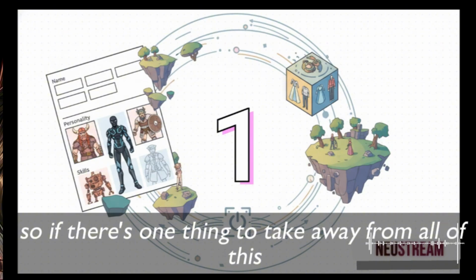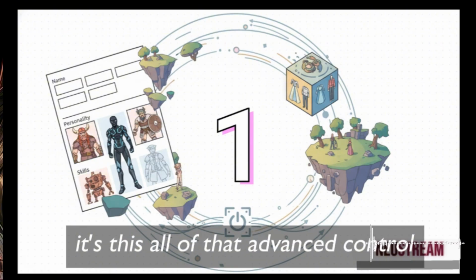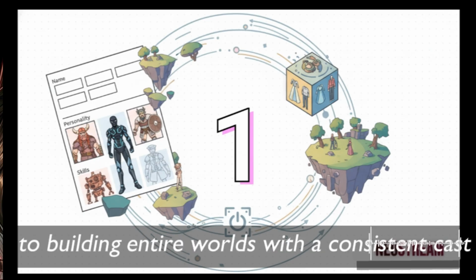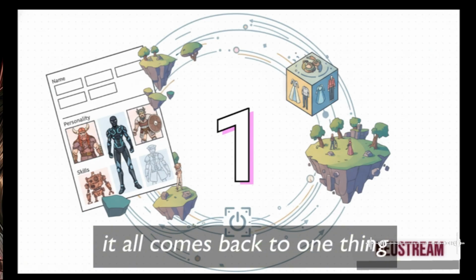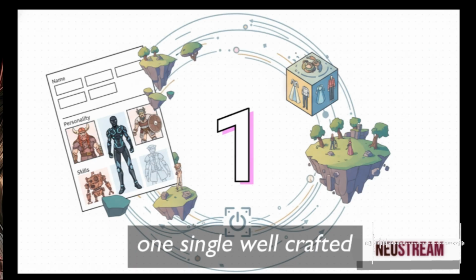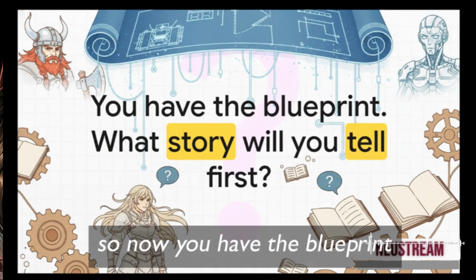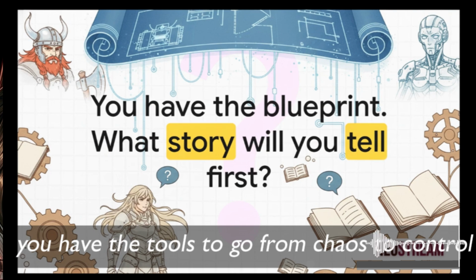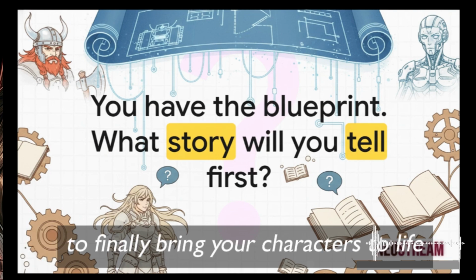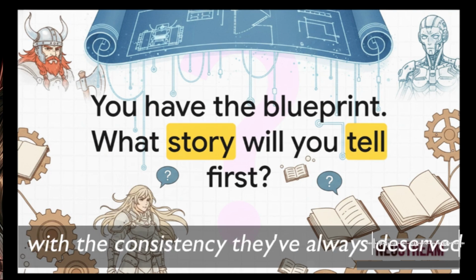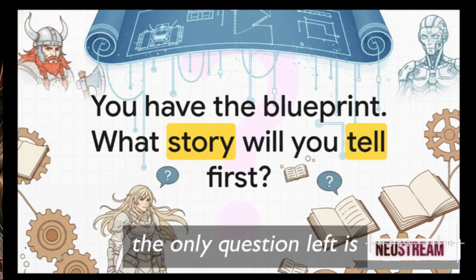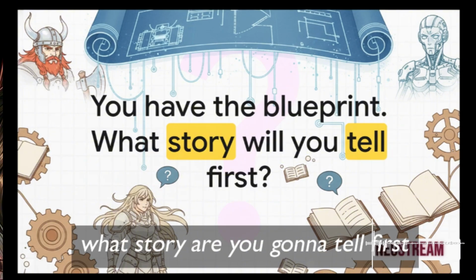So if there's one thing to take away from all of this, it's this. All of that advanced control, from changing a character's clothes to building entire worlds with a consistent cast, it all comes back to one thing. One single, well-crafted, powerfully structured character sheet. So now you have the blueprint. You have the tools to go from chaos to control, to finally bring your characters to life with the consistency they've always deserved. The only question left is, what story are you going to tell first?